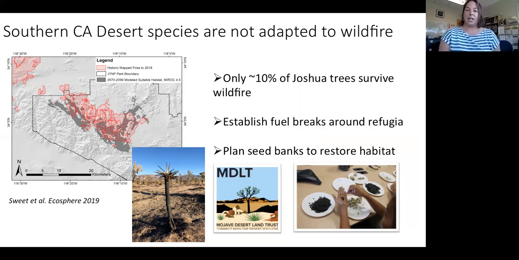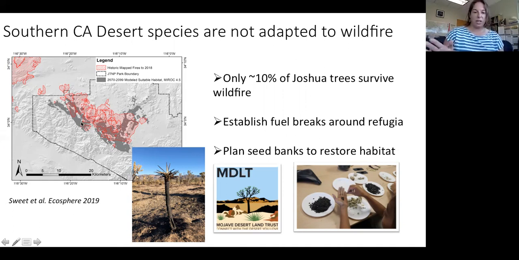Sadly, a study a few years ago that we want to repeat maybe at this plot found that only about 10% of Joshua trees survive wildfire. So not a great survival rate. And so the park said, well, what can we do with this information? Let's establish fuel breaks around the Refugio. Let's tell firefighters, if we're going to have a fire, we need to protect these stands because those are the stands that will persist into the future.